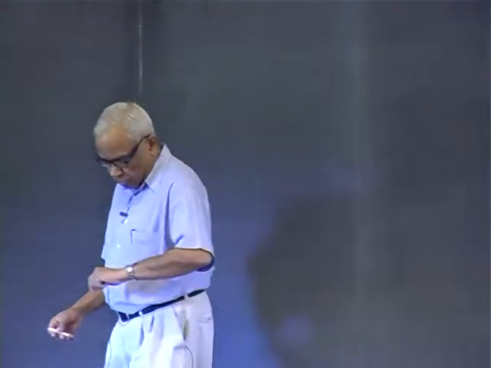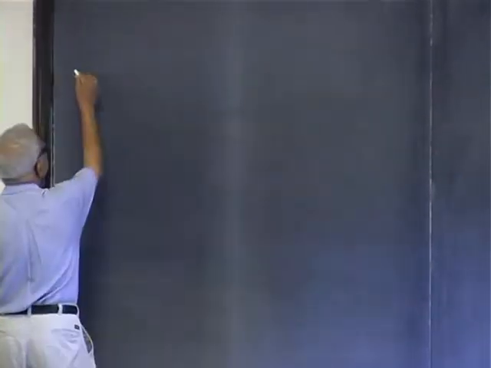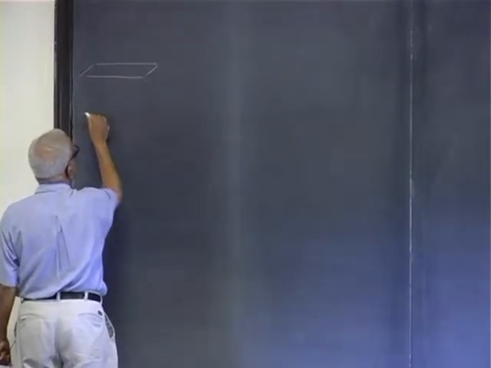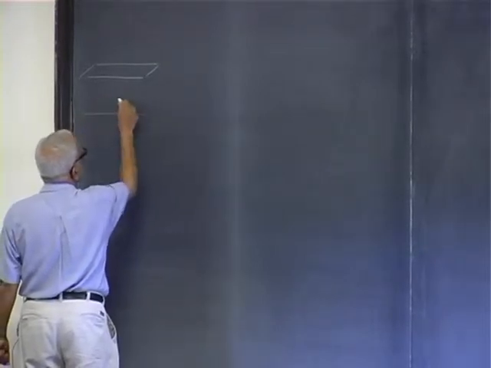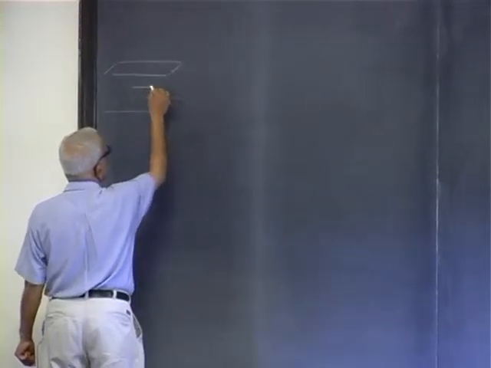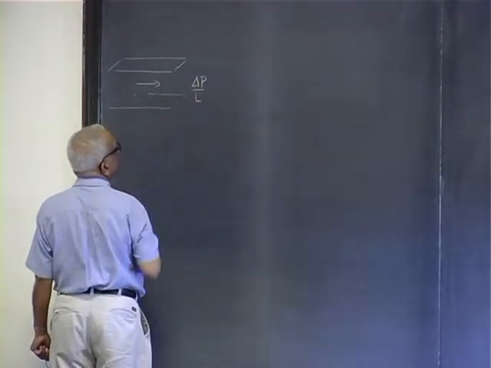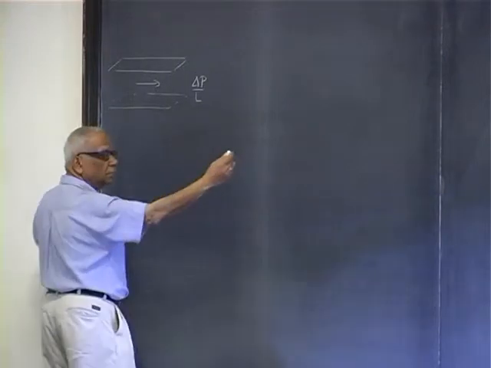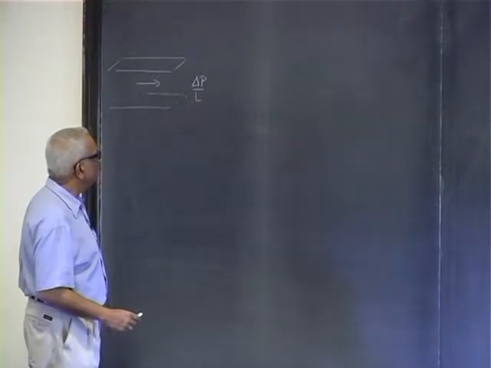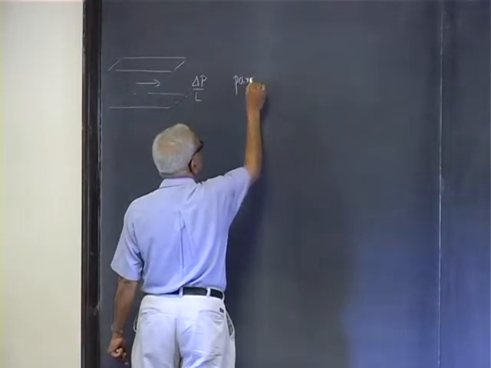All right. We talked about a couple of flows. One was a flow between two parallel plates, with the plates held fixed and a fluid flowing under a pressure gradient between these two plates. That's the pressure gradient being maintained from outside, and there is this viscous fluid flowing between, and we found that there is a parabolic profile.